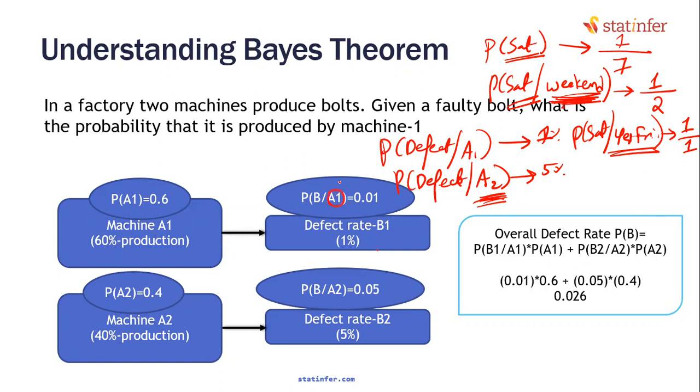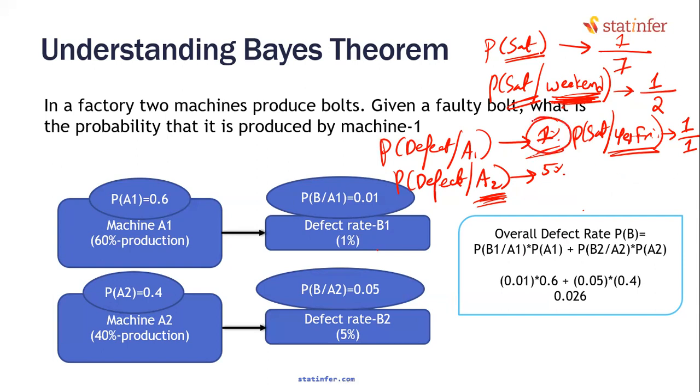Given A1, defect rate is 1%. Given A2, defect rate is 5%. Now tell me, what is the overall defect rate? If I want to find the overall defect rate, can I simply add 1% plus 5%? 6% is the overall defect rate. Is that the right way to do? No, sir. Since A1 and A2 are not producing the same amount, you cannot simply add them up. You have to take the weightage, isn't it?